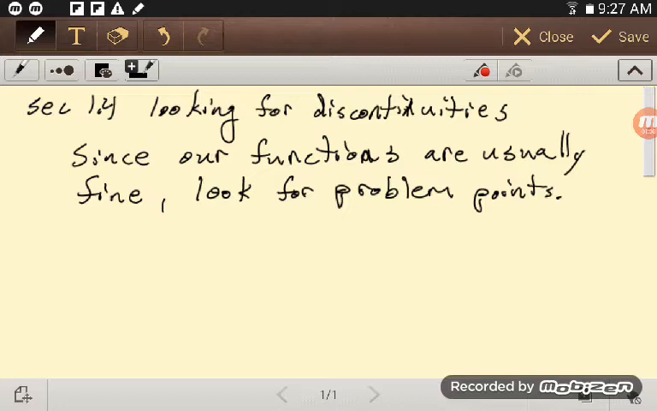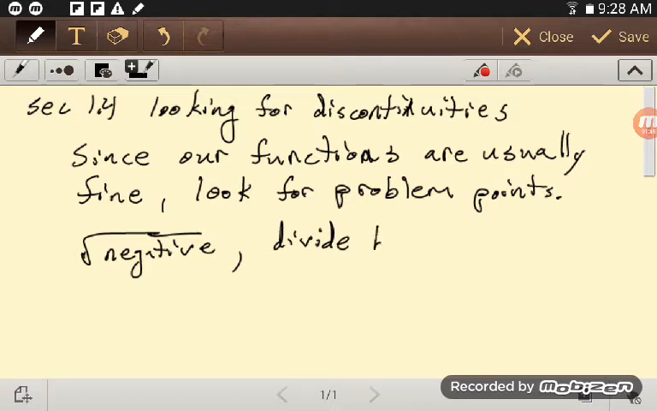Okay, so what the heck do I mean by that? Well, again, graphically, as long as it's not a removable discontinuity, we're probably going to see it just fine. But if it's a removable discontinuity, we could have some trouble. So algebraically, what kinds of things do I look for? Well, what are problem points? I'm going to use square root, but it's really any even root, but the square root of a negative. That's a problem, so that's one thing I might look for. Divide by 0. That's another thing I look for.